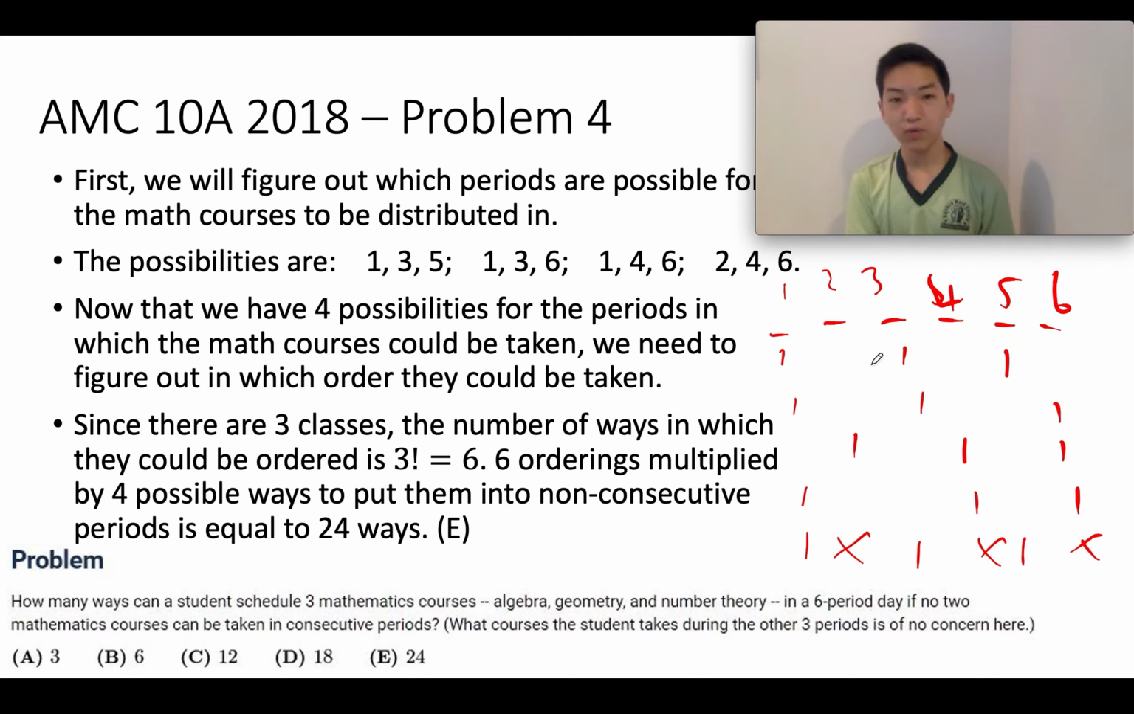Now that we have 4 possibilities for the periods in which the math courses could be taken, we need to figure out in which order they can be taken, because there are 3 distinct classes, and in this case, the order in which they're taken does matter.